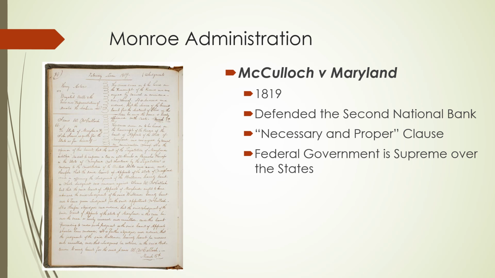And of course, this causes some drama. It ends up going to court. And Maryland argues that the Second National Bank is basically unconstitutional because there's nothing in the Constitution about a bank. The Constitution doesn't mention a national bank. And so this goes to the Supreme Court of the United States.